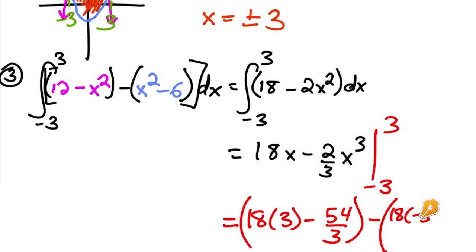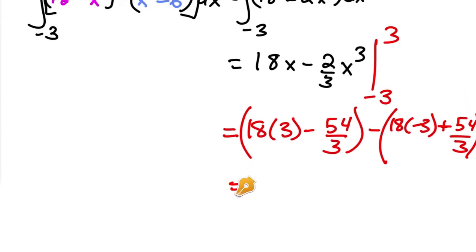18 times negative 3 minus negative 3 cubed, that's negative 27. And then times negative 2, I'm just going to do plus 54 thirds. Okay, and so then that equals the number 72.